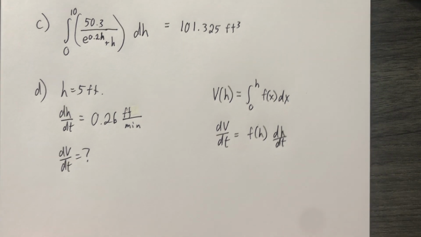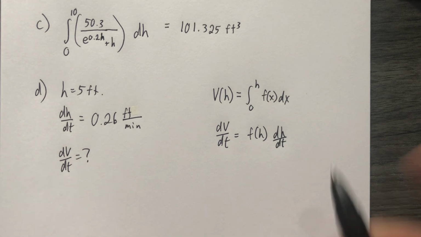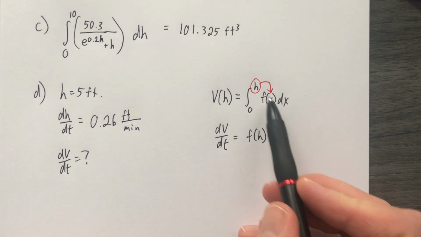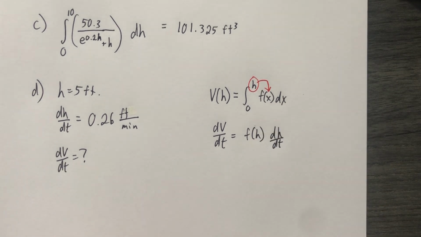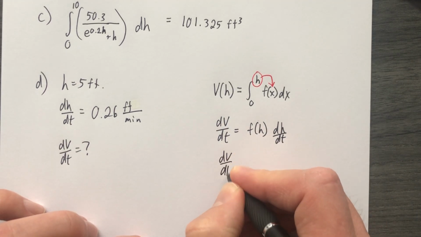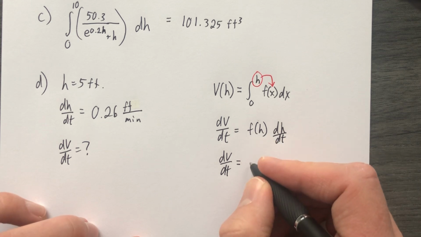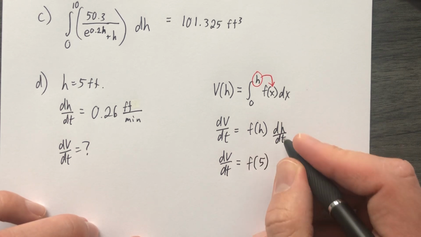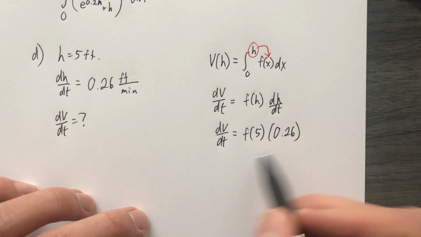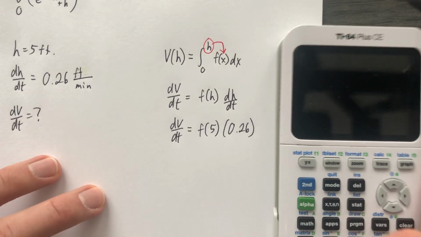Oh, by the way, in case you have no idea what just happened, the derivative of an integral, so h would go there, but we also have to take the derivative of h, which is where this came from. So dV over dt is f of h. Well, that would be f of 5, and then dh/dt is 0.26, and we need to figure out what all this is. So we're going to find f of 5, and it's going to be super easy because this is calculator active.